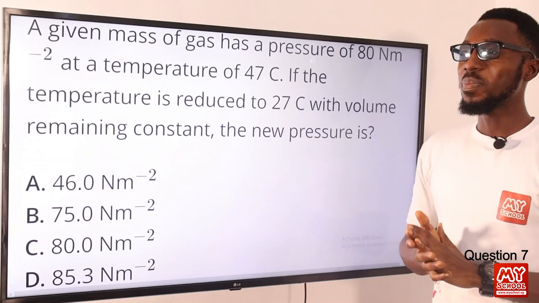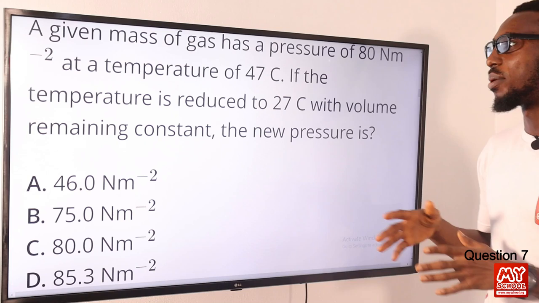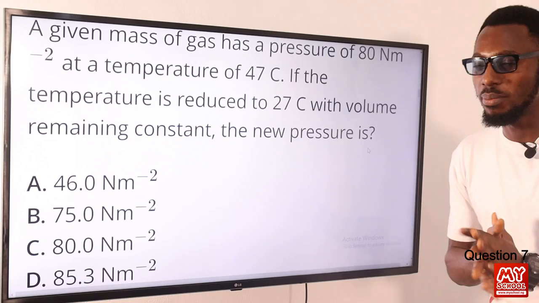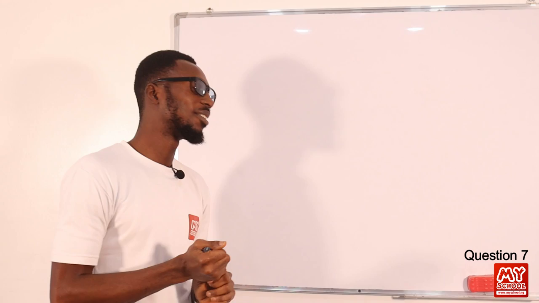Number 7. A given mass of gas has a pressure of 18 newton per meter square at a temperature of 47 degrees Celsius. If the temperature is reduced to 27 degrees Celsius with the volume remaining constant, the new pressure is what? If you combine Charles' law, Boyle's law, and the pressure law, when you combine these three together, what you should have is this.